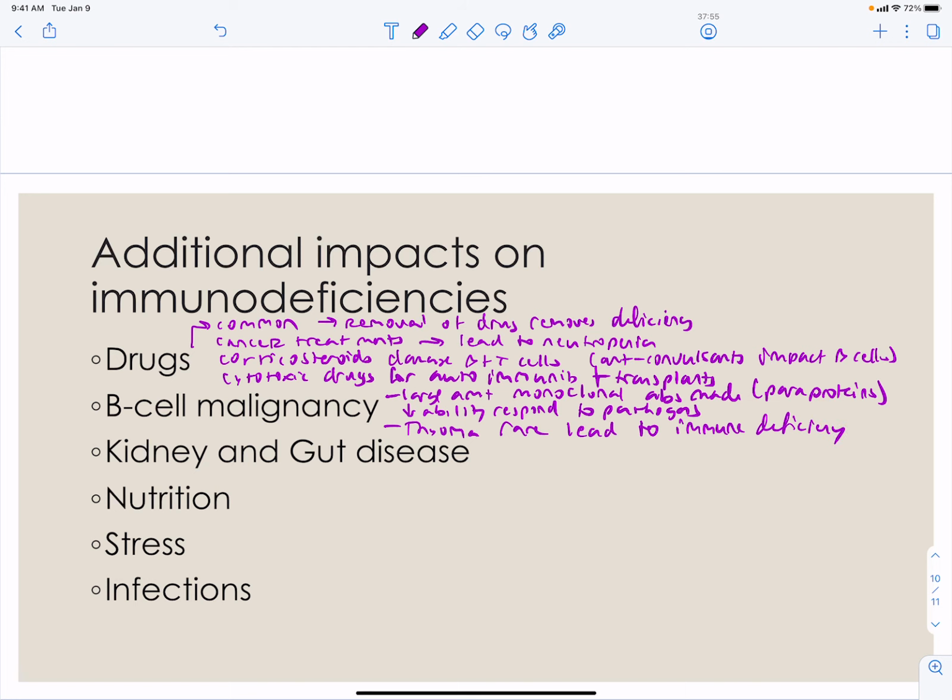you also have kidney and gut diseases. These are where you have protein loss, and one of the major proteins that can be lost are immunoglobulins. So if you have renal damage plus protein loss equals Ig loss. So whatever is circulating, you can lose. You can also have severe diarrheal disease, which again loses immunoglobulins.